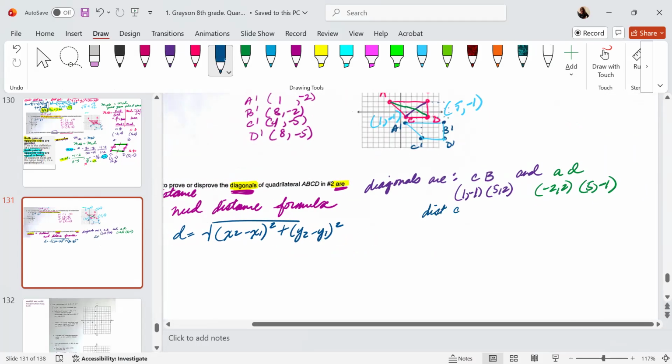So we need to find a plan. What's your plan? What are the two diagonals? The two diagonals are CB and AD. So let's find the distance of those two and see if they're equal. Can we do that? Okay.